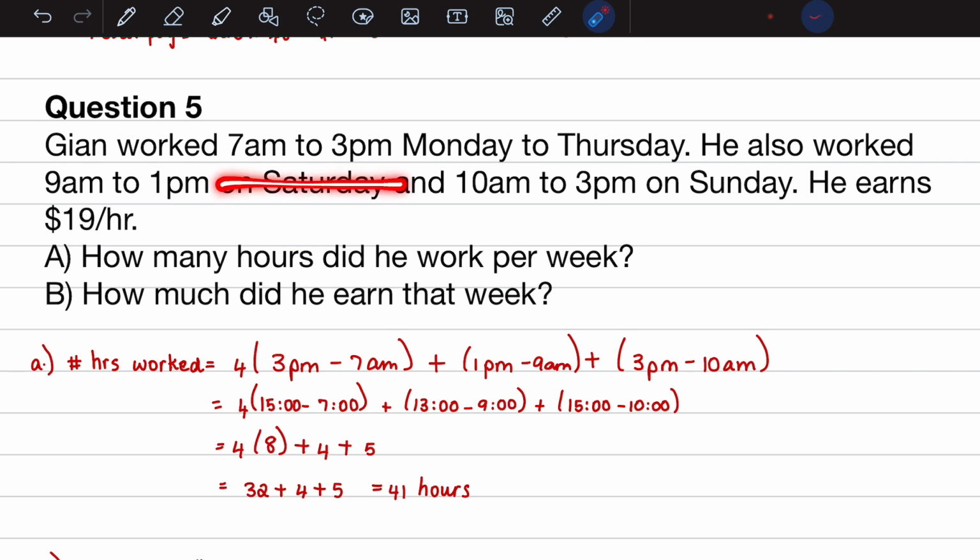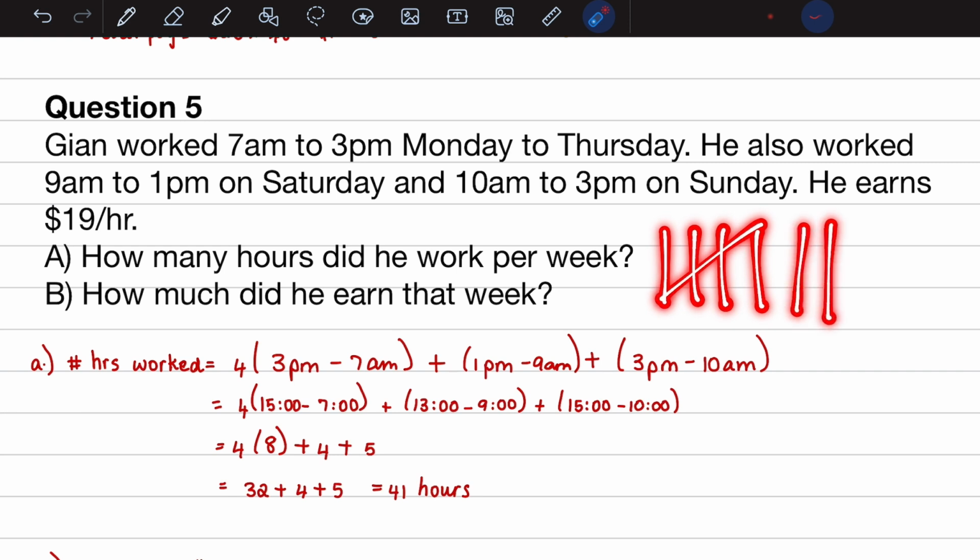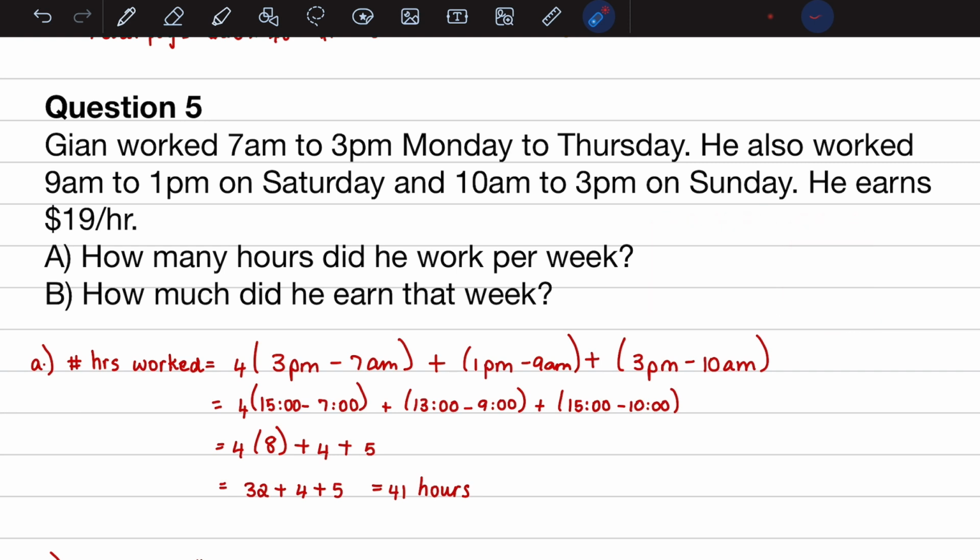7 a.m. to 3 p.m. So we encountered this schedule already. We know that, or at least I mentioned it before. 7, so that's 8, 9, 10, 11, 12, 1, 2, 3. That's 8 hours. Monday to Thursday, so that's 4 days. 4 times 8, that's 32 hours.